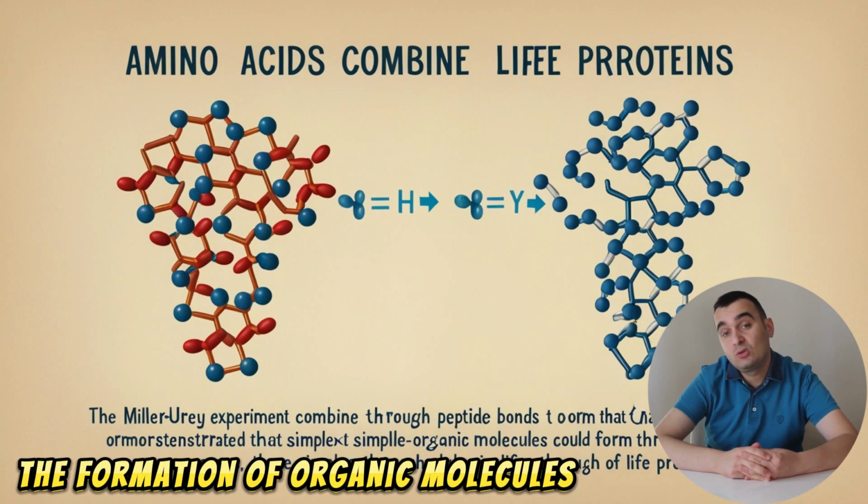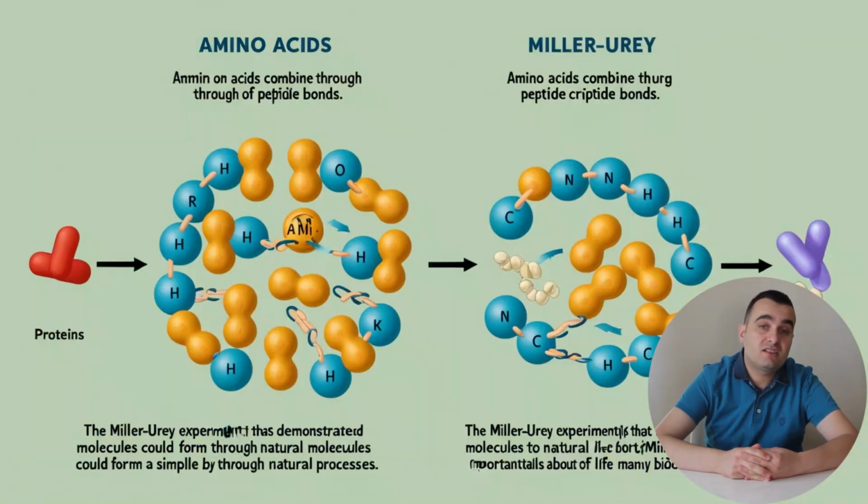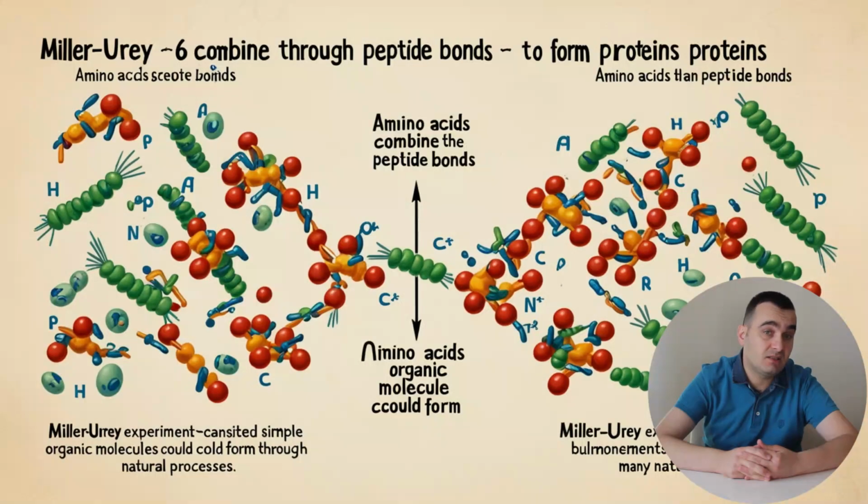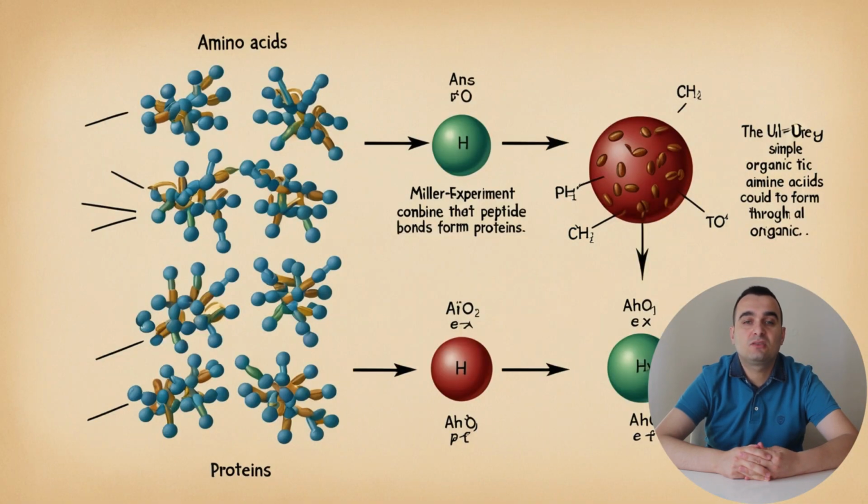The formation of organic molecules. Earth's new and young state provided the conditions necessary for life to begin. The chemical substances required for life began to form in the atmosphere and oceans. Scientists conducted various experiments to understand this process, one of the most famous being the Miller-Urey experiment.